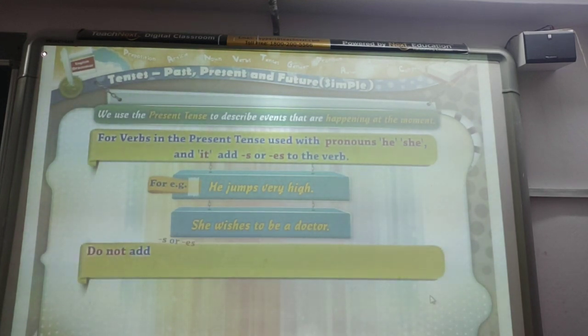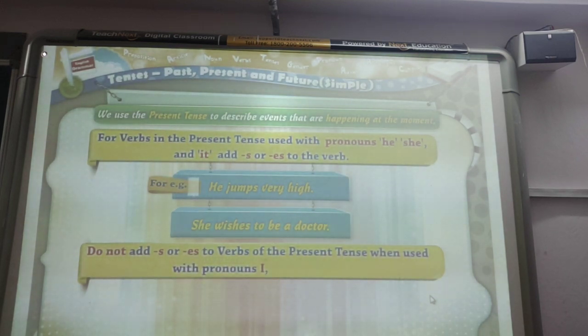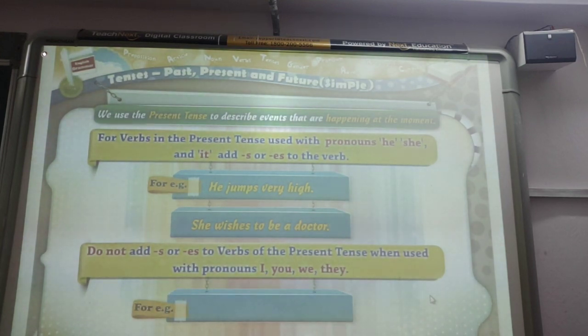Do not add s or es to verbs of the present tense when used with pronouns I, you, we, they. Example: jump, hope, wish, touch. We hope to see you soon.